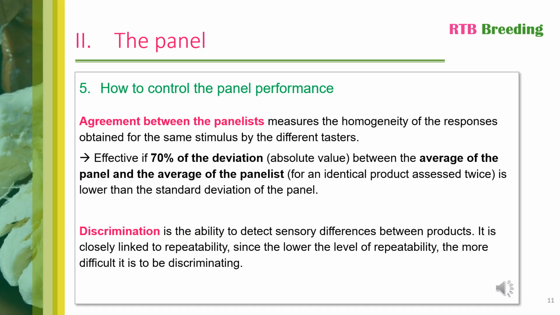Finally, the panelist discrimination must be verified. This is the ability to detect sensory differences between products. It's closely linked to repeatability, since the lower the level of repeatability, the more difficult it is to be discriminating.